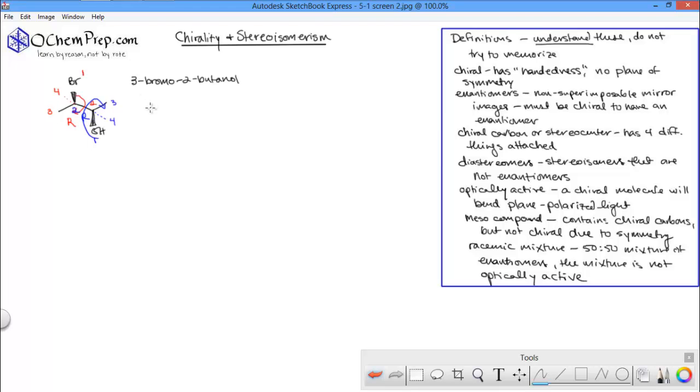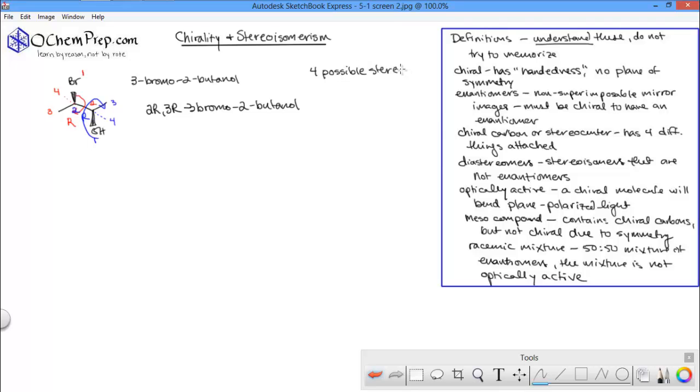So the way we would name this, we would put the absolute configuration, the R and the S, out front. So we would say 2R, 3R-3-bromo-2-butanol. So if we think about it, we have 2 chiral carbons, and each chiral carbon can go 2 ways. So if you look at the math, there should be 4 possible stereoisomers for this compound.